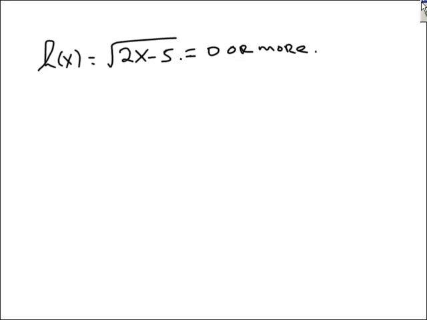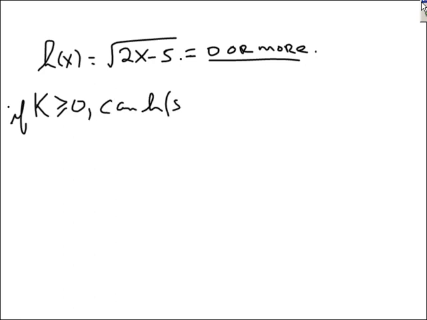So the question is, fine, every time you take h of something, you'll get 0 or more. Can you get any number more? If k is greater than or equal to 0, can you get k? Can h of something equal k? That's what we want to know. Can you take h of something and get k?